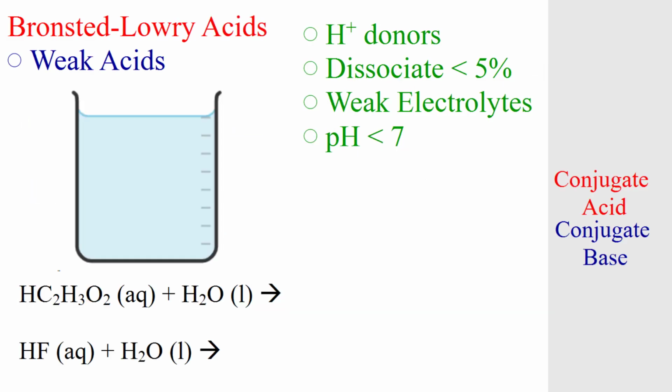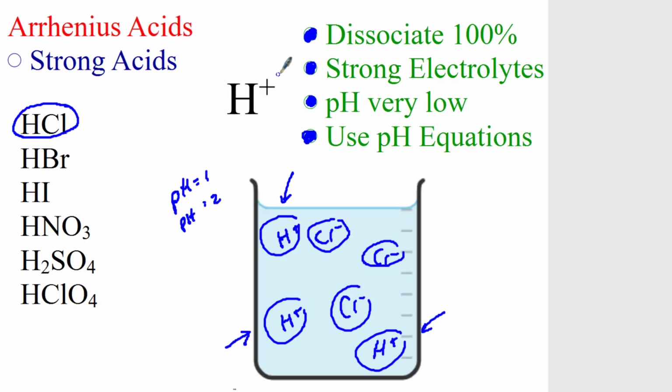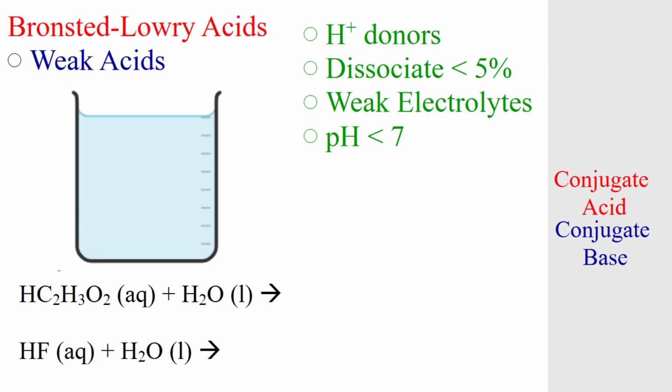After the Arrhenius model, we also have what's called the Bronsted-Lowry model. The Bronsted-Lowry model is dealing with weak acids and weak bases. This model has a different definition of what an acid is. The Arrhenius model said an acid was something that dissociates 100% into H+. The Bronsted-Lowry model says that acids are proton donors, H plus donors.